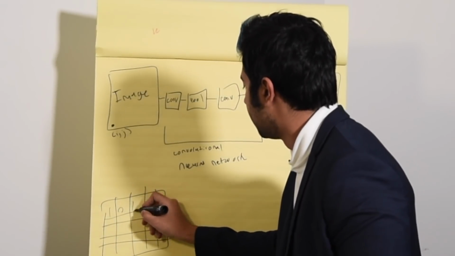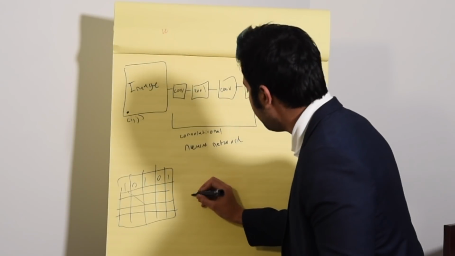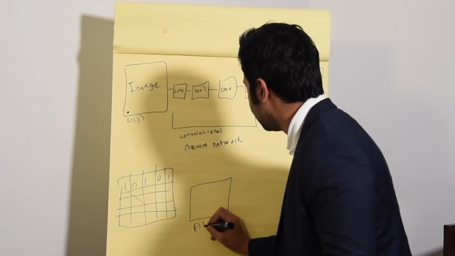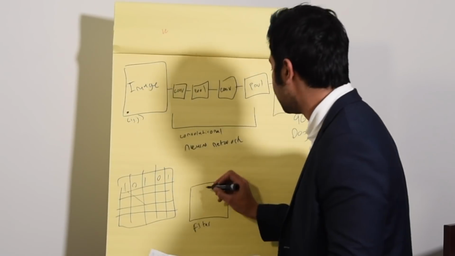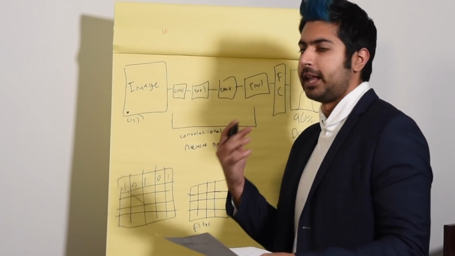With 1, 0, 0, 1, 0, all these numbers, right? So that's the input. That's the input matrix. And then we've got what's called a filter or kernel as well. A filter is at each layer. We've actually got a lot of filters. And what the filter will do is you can think of the filter like a flashlight.